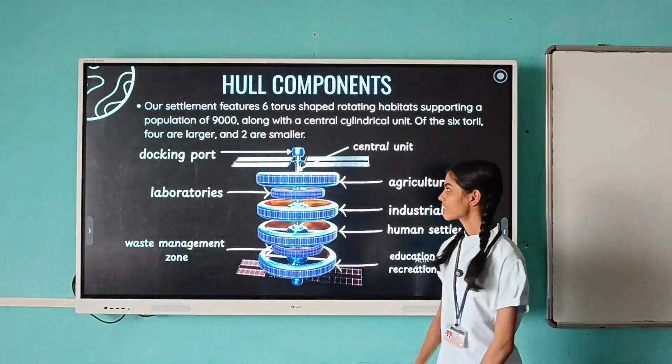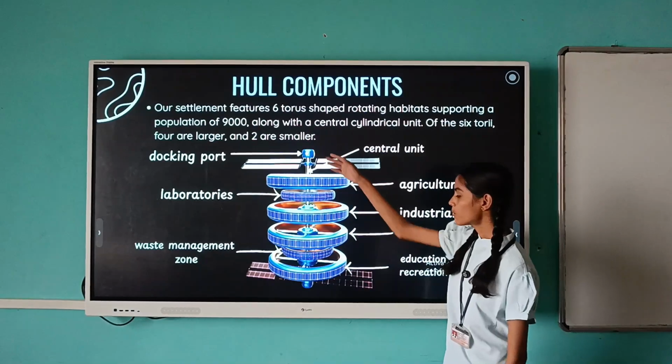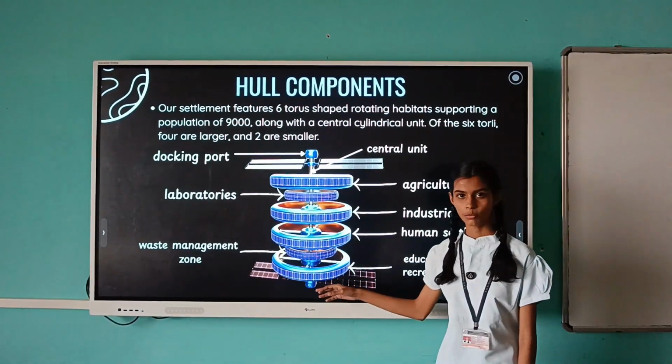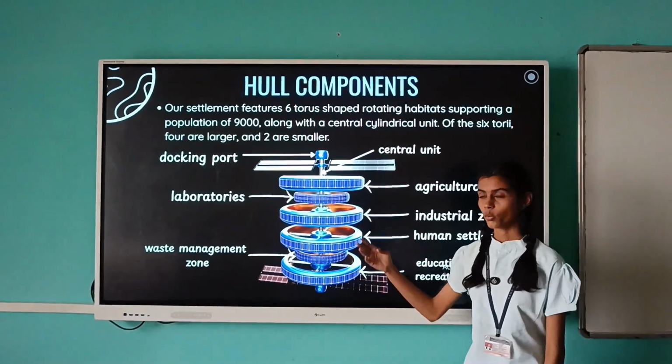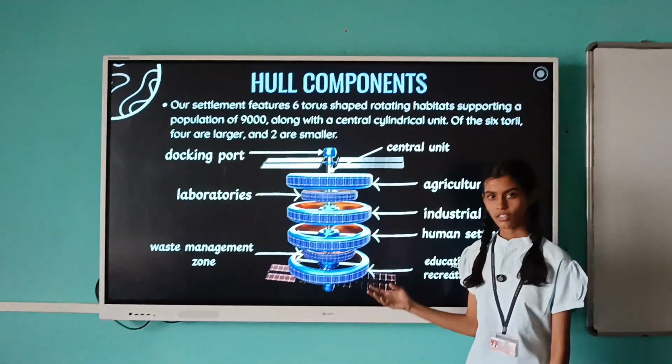Our colony features 6 torus-shaped rotating habitats and a central cylindrical unit. The topmost and bottommost sections serve as docking ports, which are divided into 3 sections: one for cargo, one for passengers, and the other one for emergency evacuation.